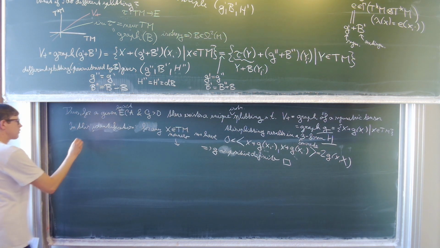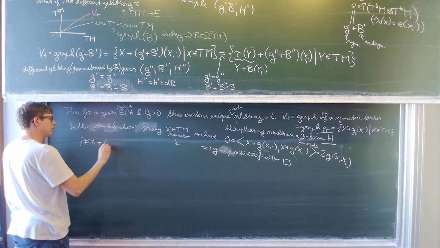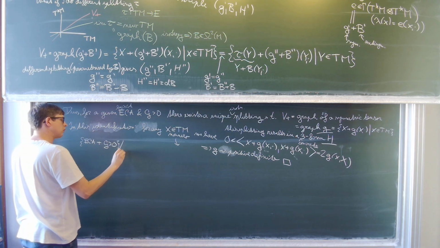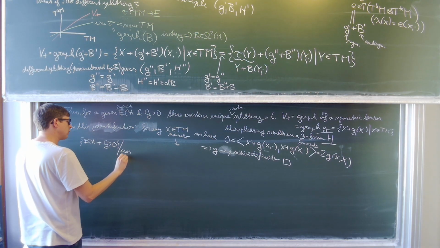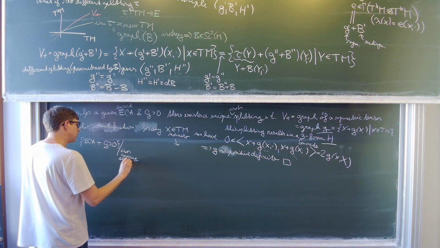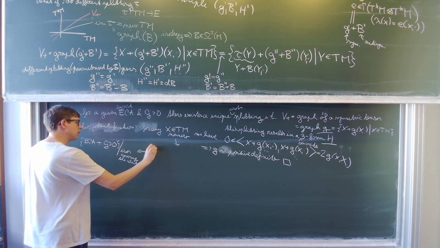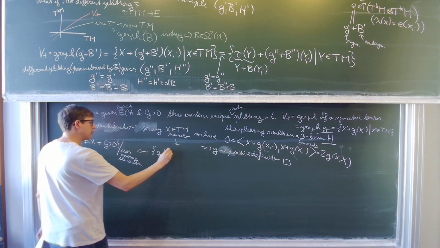So what did we say before? The exact Courant algebroid plus this thing, modulo isomorphisms covering the identity, is the same as G and a concrete 3-form.